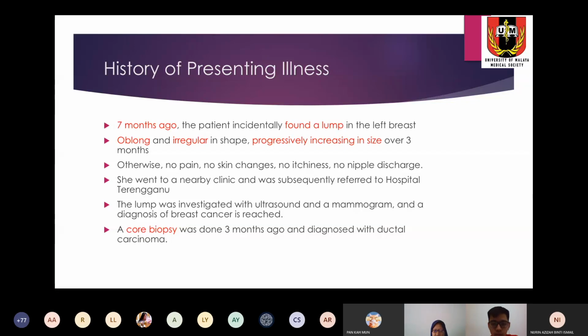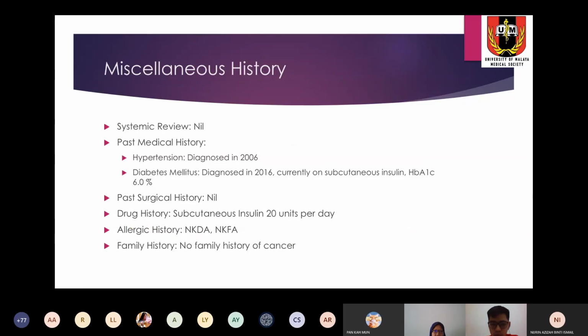Okay, let's move on to the next slide. Here, just a brief point: the systemic review is negative. So appropriately, we should have included all the relevant negatives in the HOPI. Correct. Okay, moving on. The systemic review is insignificant.